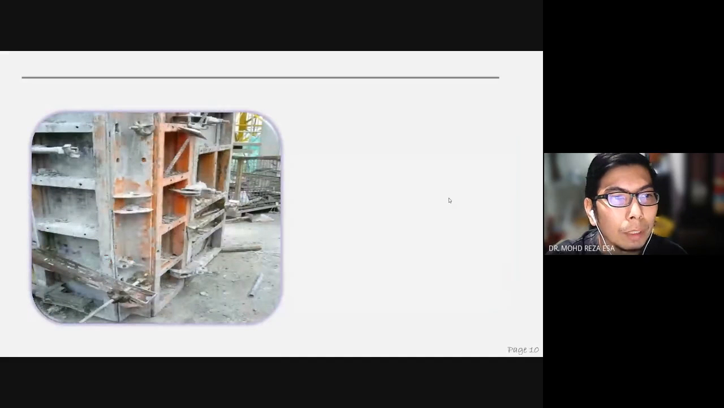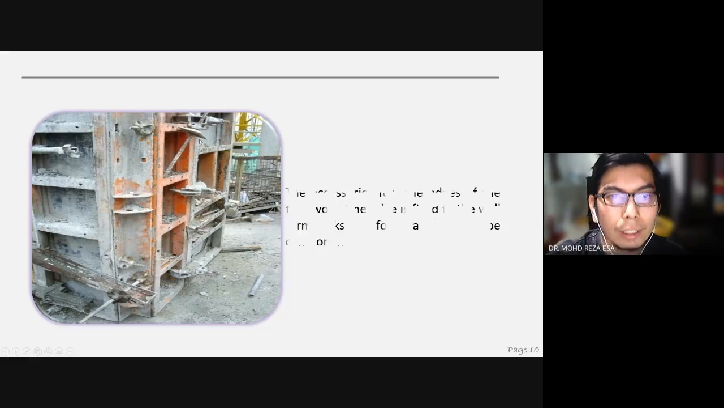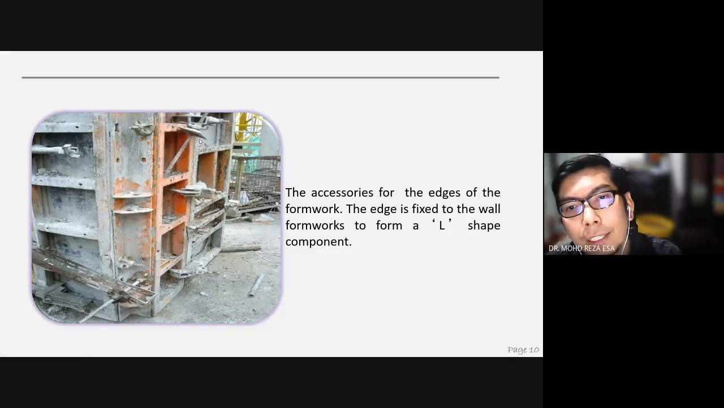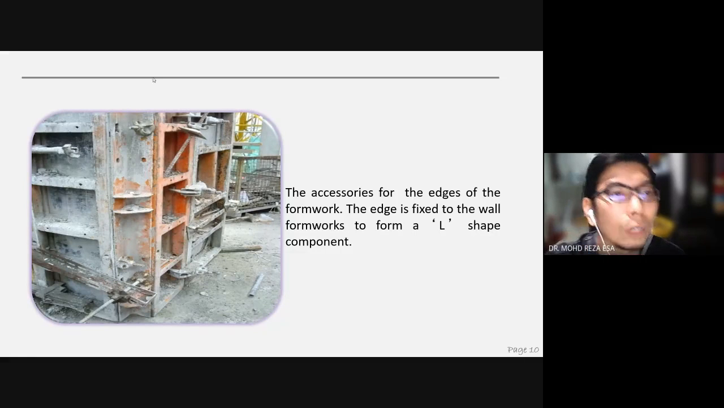Okay, ini actual punya diagram of the wall formwork, as you can see. Inilah tie rod yang kita pakai. So the accessory for the edges of the formwork, hujung dia, menutup dia. The edge is fixed to the wall formwork to form an L-shape component. Dia akan bentuk L-shape, nanti kita akan tengok more detail about it.